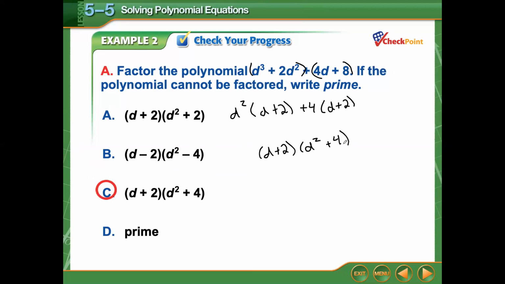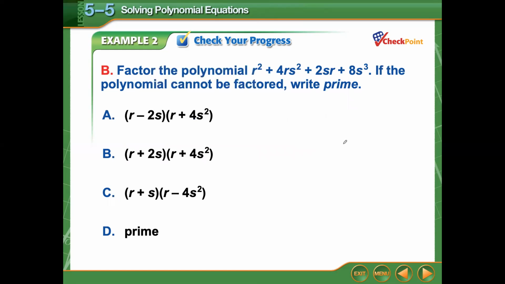So my answer is C. There is no factoring technique for a sum of two squares. We only have one for a difference of two squares. All right, go ahead, pause the video to go ahead and try this problem.